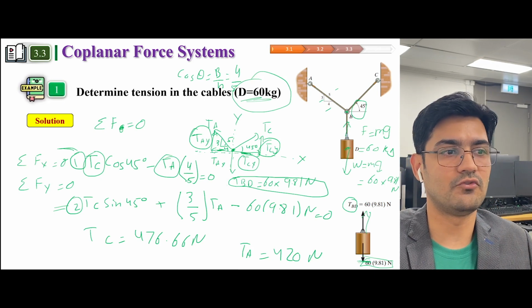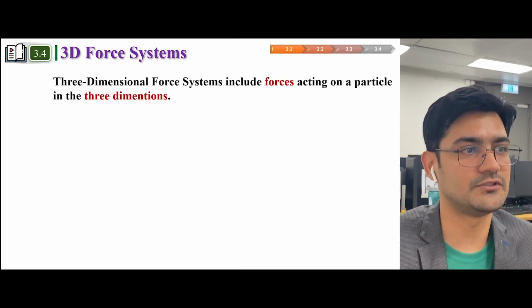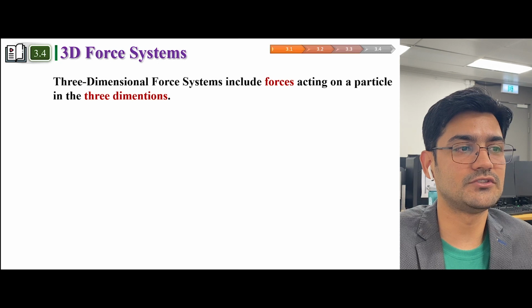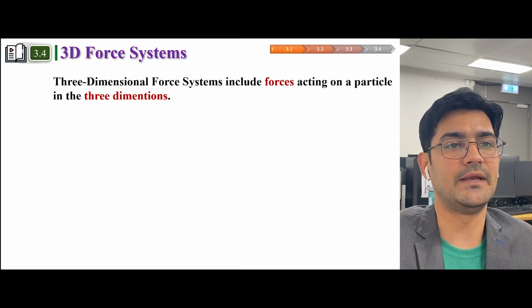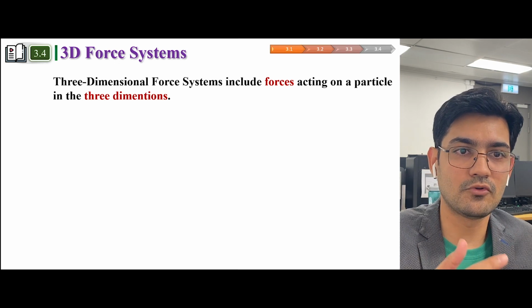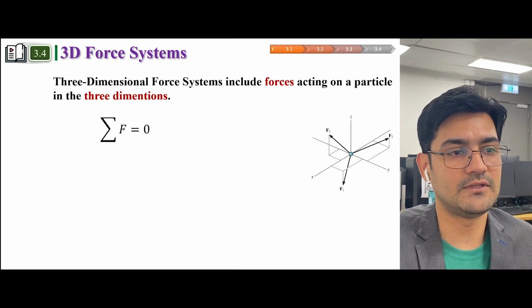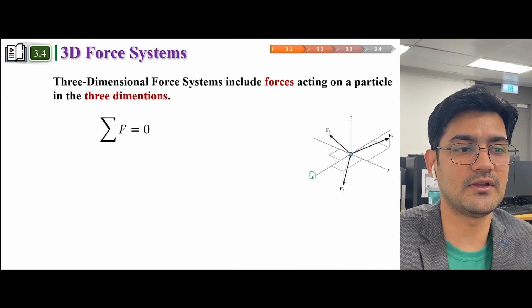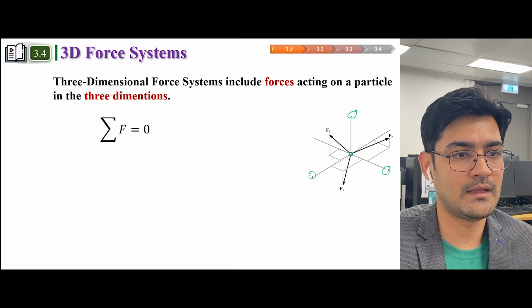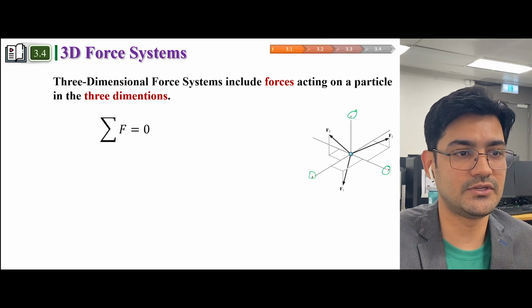these coplanar force systems. Okay, now let's move towards 3D force system. Now a three-dimensional force system includes forces acting on a particle in three different dimensions. So it's a bit more complicated than 2D force system. So let's just take an example of this. You have now instead of 2 dimensions, you have 3 dimensions. You have x-axis, you have y-axis, you have z-axis. And all the different forces are in one of the 3 dimensions.